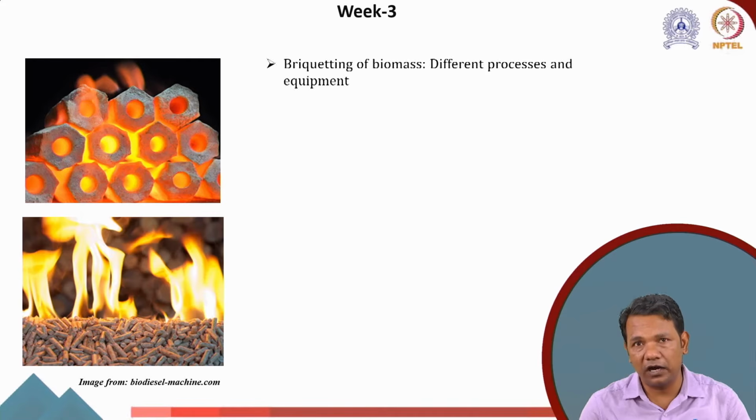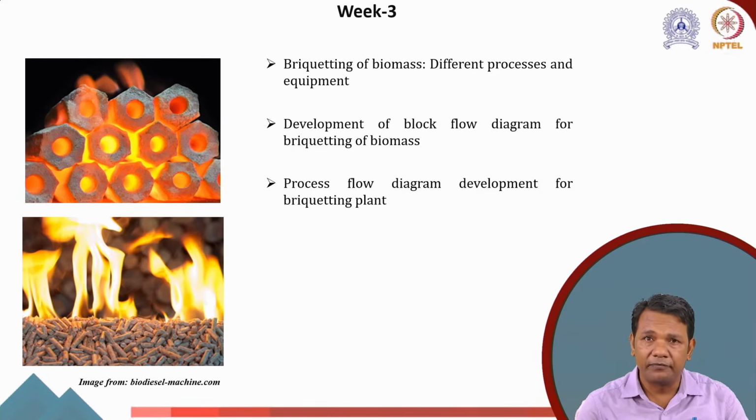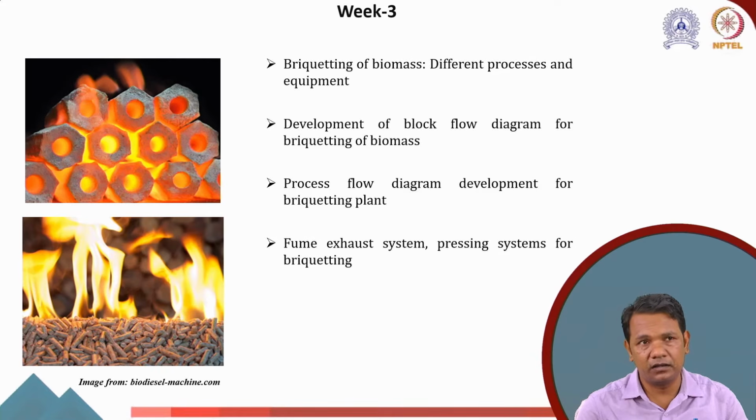That will start with briquetting of biomass and all the equipment and block flow diagram and accessories required for making a briquetting plant. That will also include the process flow diagram as well as the PNID, and that will be followed by the exhaust system to capture the fumes and make the process environment friendly.